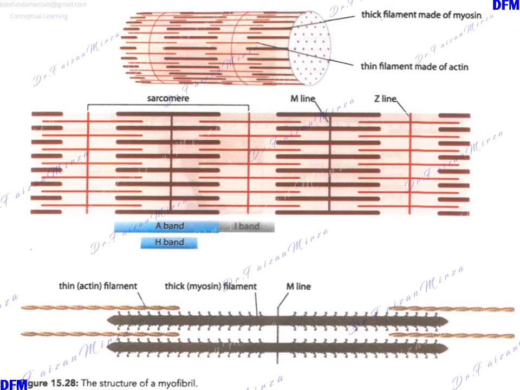Now, this is the spread out diagram of that same myofibril, and here you can see various labels have been added. The labels that you need to keep in mind are these: these are myosins, and the myosins are held together by the M line. Similarly, these are actins, and actins are held together by the Z line.